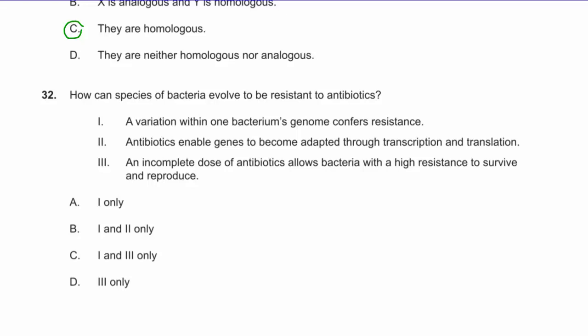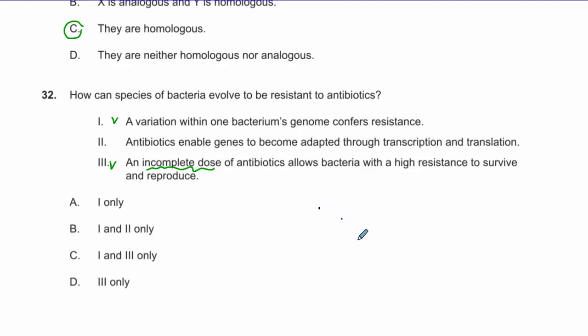32. How can species of bacteria evolve to be resistant to antibiotics? And of course, first of all, you need a variation, or you need kind of a resistance gene or something in at least one bacteria. And then number 3, that bacteria needs to survive. So an incomplete dose would be very beneficial.